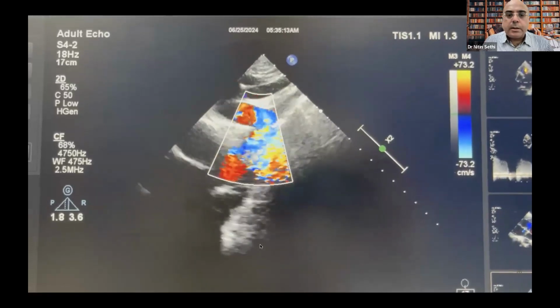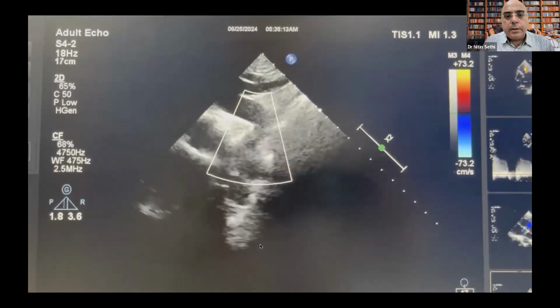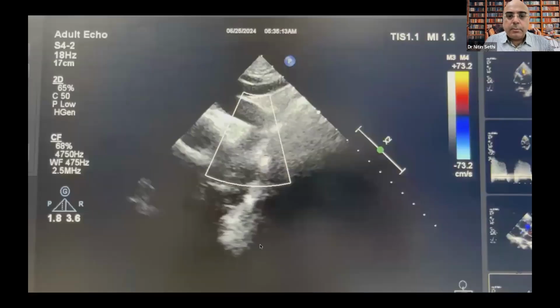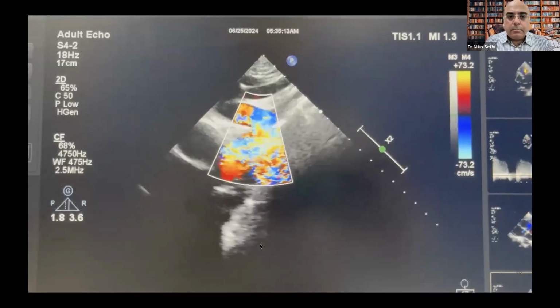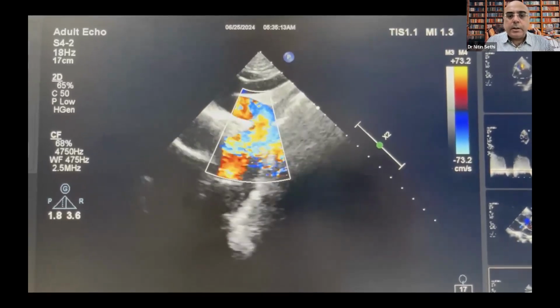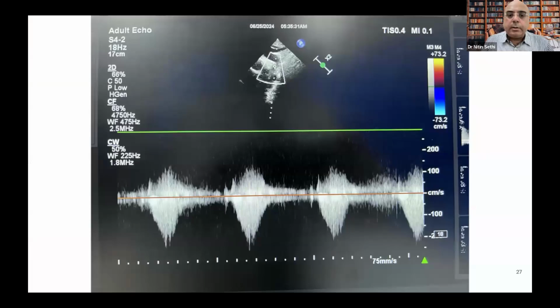This is the suprasternal view showing the arch of aorta. Some color distortion was seen, so we took a pressure gradient across this, but it was not showing any significance, so no evidence of coarctation. That's it.